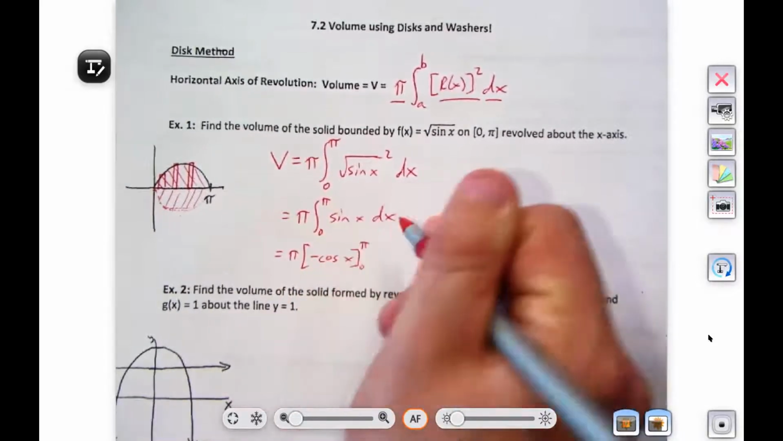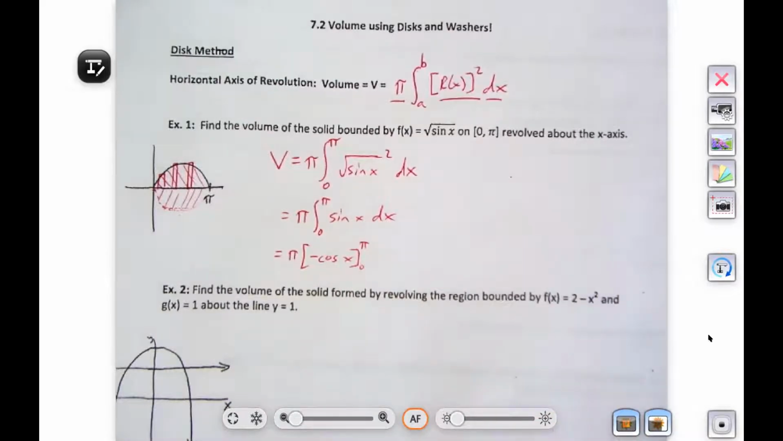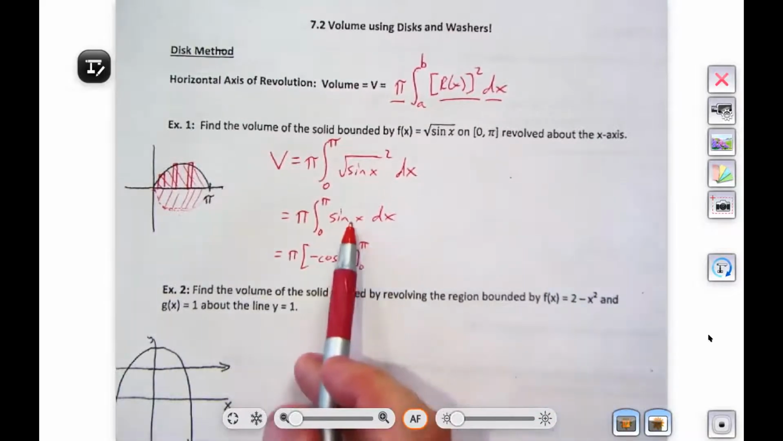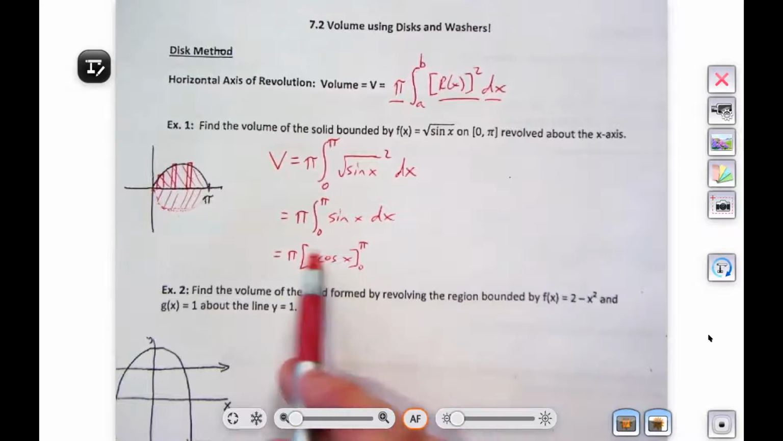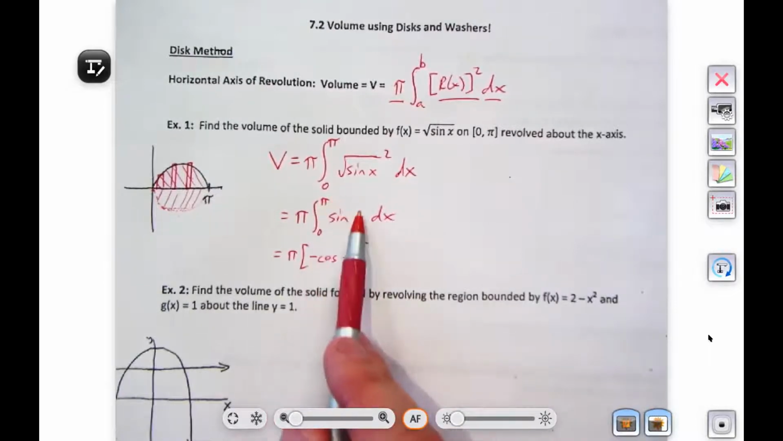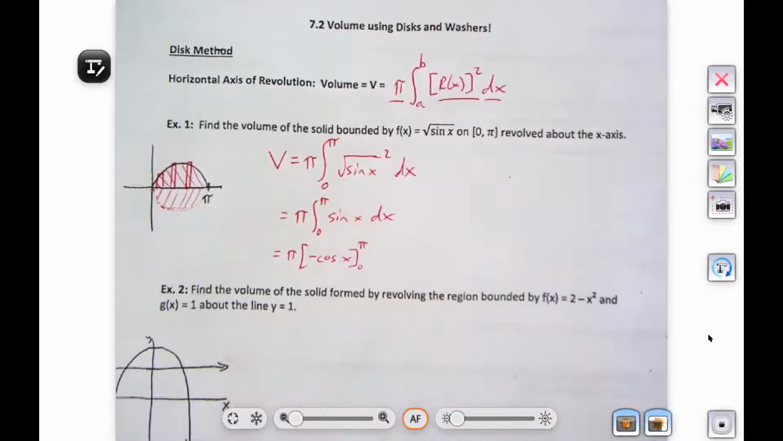On that test I gave back, quite a few people forgot to integrate. They set up the integral and then plugged in the top number for the function and then the bottom number. Like they never integrated. I've made a lot of comments on a lot of tests like, you need to integrate first. So don't forget to integrate. Now I plug in pi and plug in 0.